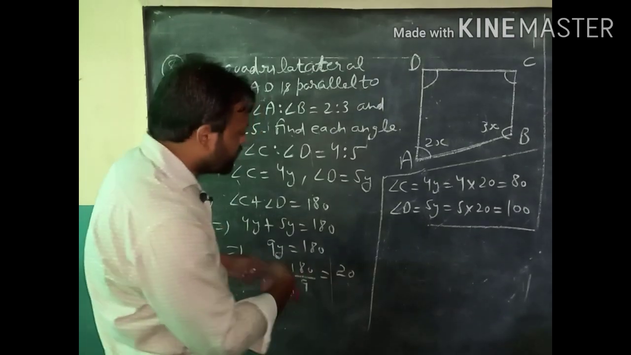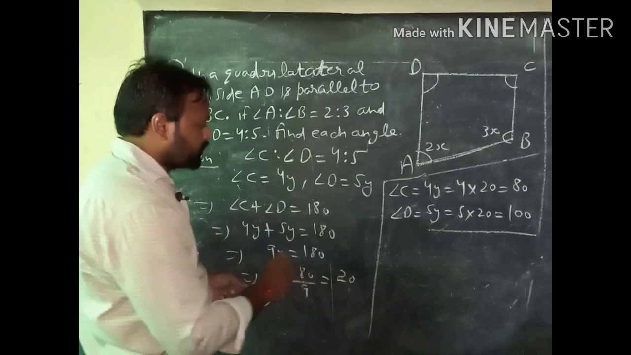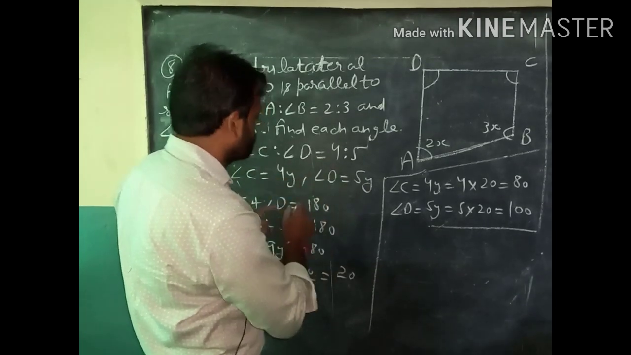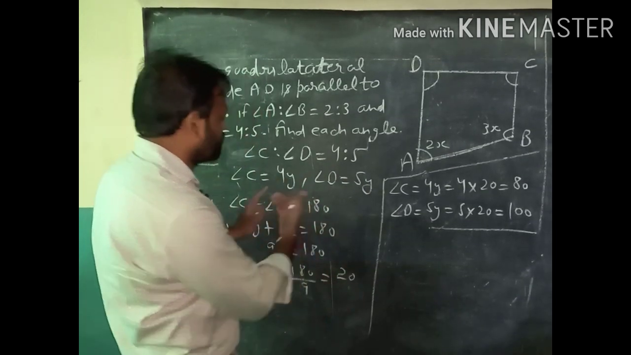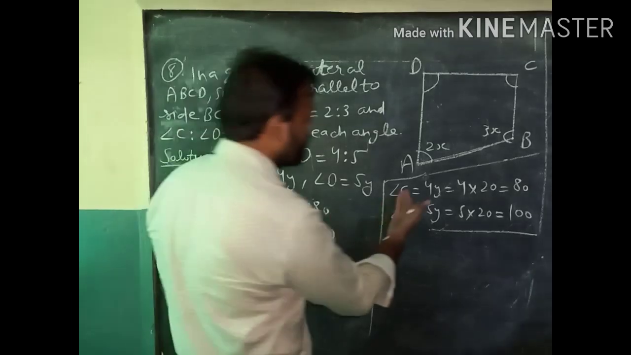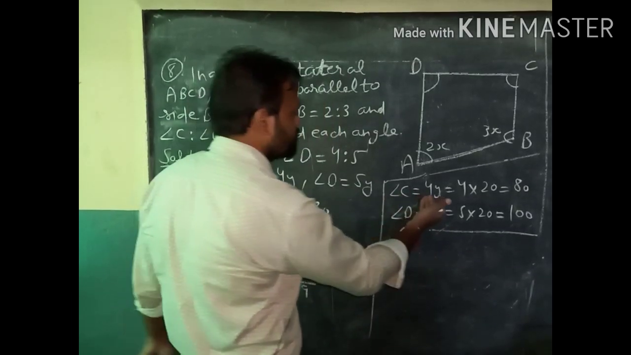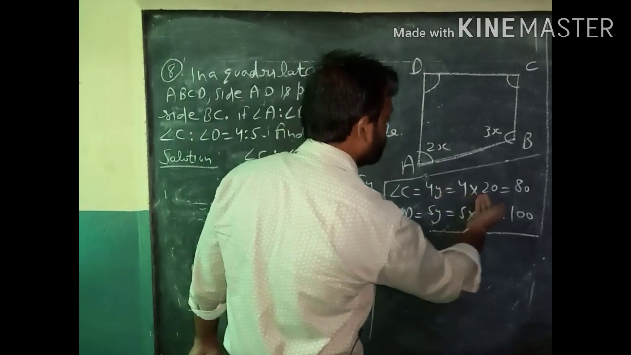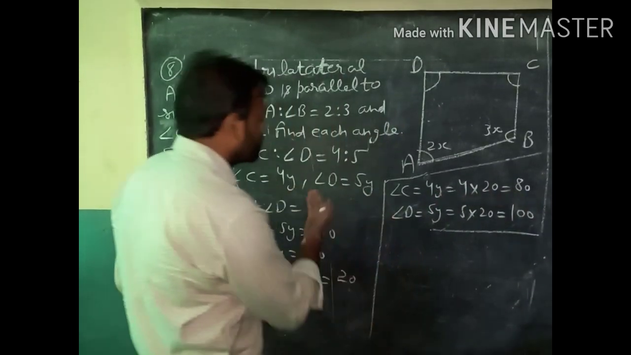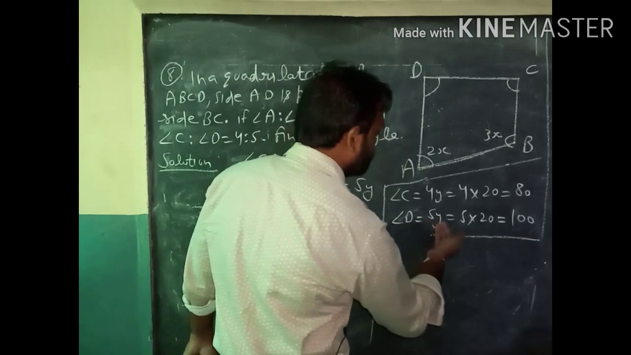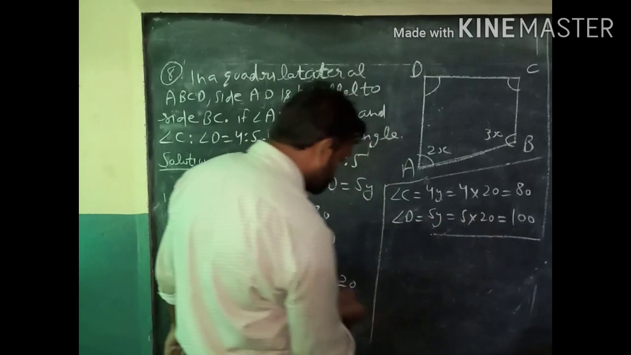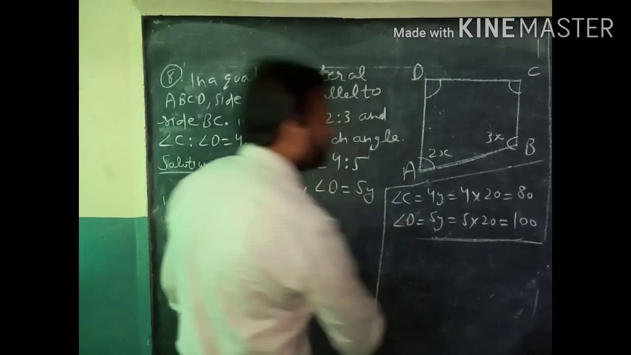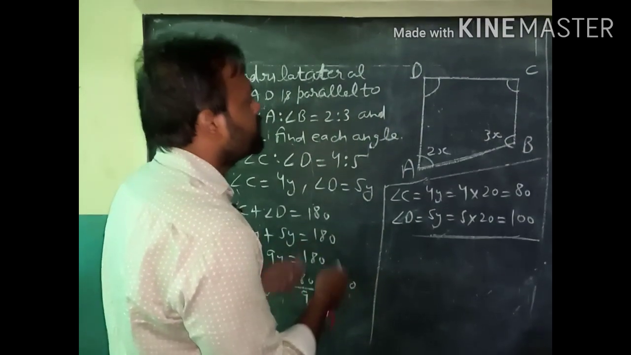So in this case we have found the value of y. Now we have to find the exact values of angle C and D also. So put the value of y here and here. You can see I have also solved it here. Angle C is equal to 4y. Put the value of y as 20 here, then 4 into 20 is 80. Also, angle D is 5y. 5 multiplied by the value of y, 20, is 100. Like this way we find the values of A, B, C and D.